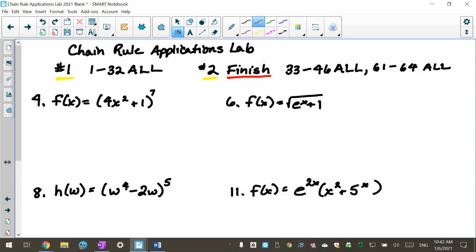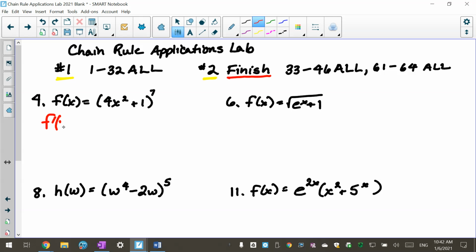Okay. So here is number 4. I have f of x equals (4x squared plus 1) to the 7th. The first thing you have to do is recognize what your outside, or your mother function, is. I look at it, and the outside looks like I have something raised to the 7th power. So that means that's a power function on the outside. And then that helps me with how I start my derivative.